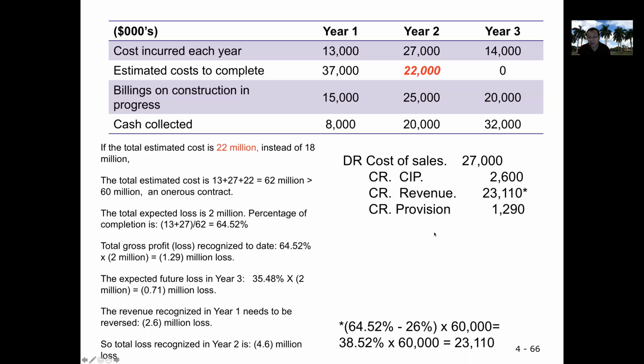Okay, so what else? Now, did I miss something? Yes, the expected loss, right? If you remember the entry, there's also an entry for the expected loss. So you debit expected loss for 0.7 million, okay, and you credit the liability, provisions for liability, 710. Okay, so that'll be my journal entry for year 2 if the number we're dealing with is 22 million instead of 18 here.